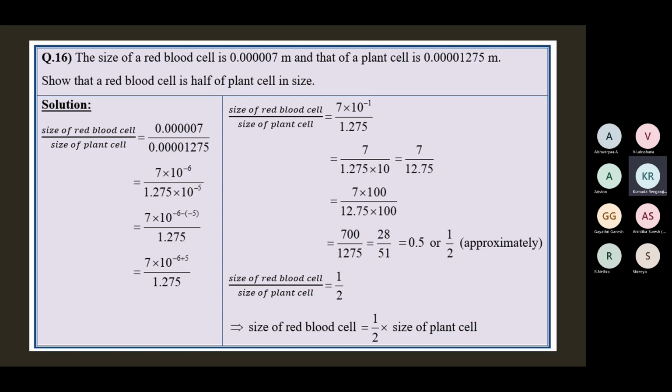Ten to the power minus 1. You want to make the power positive. Just change the position. It's in the numerator, take it down to the denominator. Minus 1 will become plus 1.